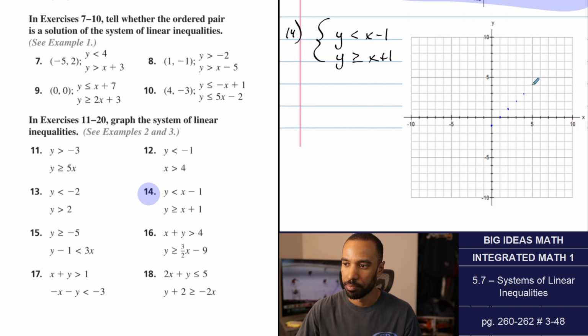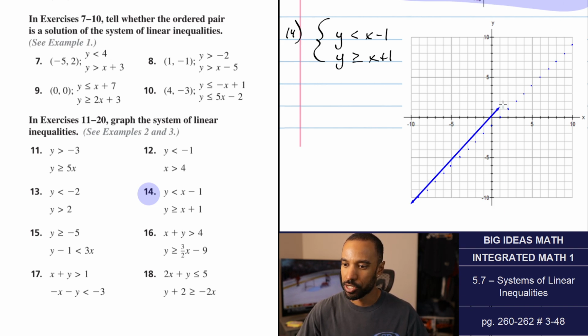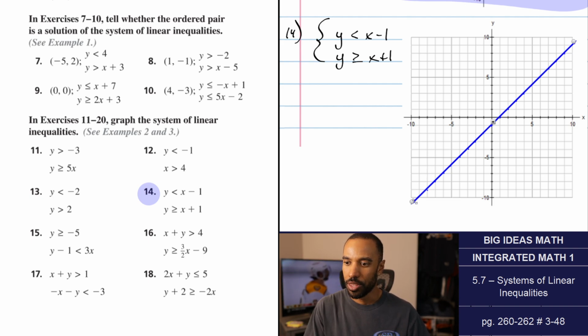So all these points here. We're going to draw on this line, and we will do a dashed line, and we will shade underneath the line. So a line with arrows, dashed, and some underneath shading. Less than.